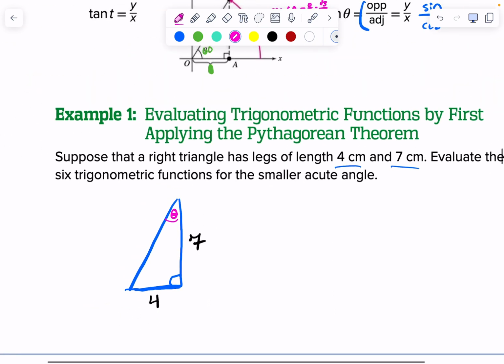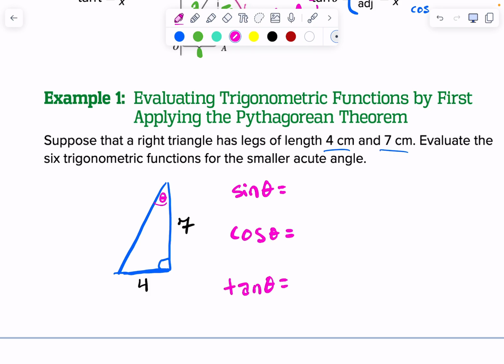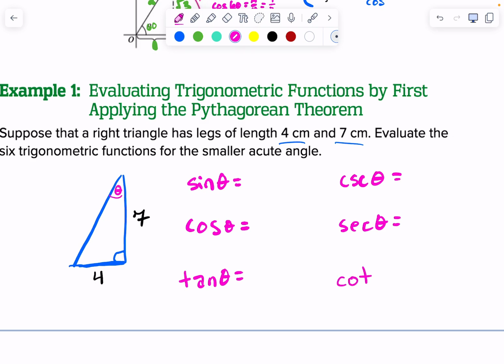They want the 6 trig functions: sine of theta, cosine of theta, tangent of theta. Which one goes with sine? Cosecant, secant, cotangent. No, you don't have to find what theta is. They just want you to do those 6 right there.